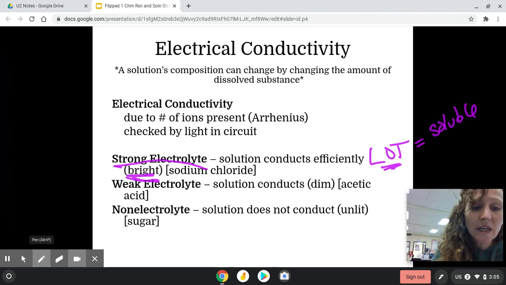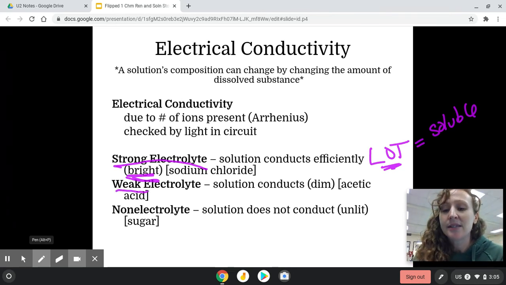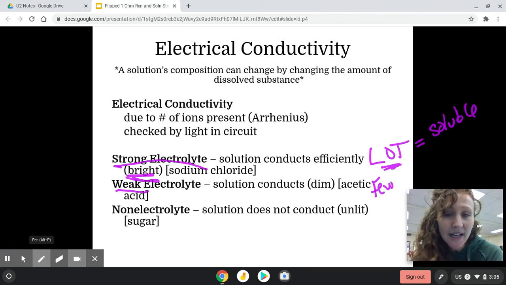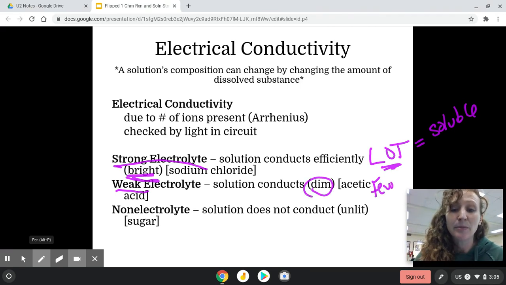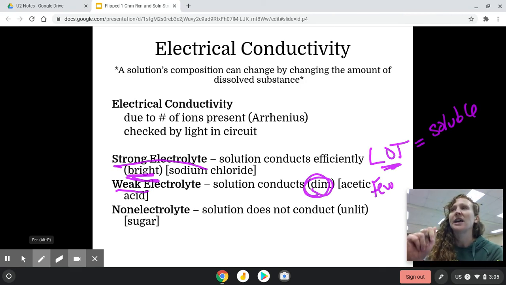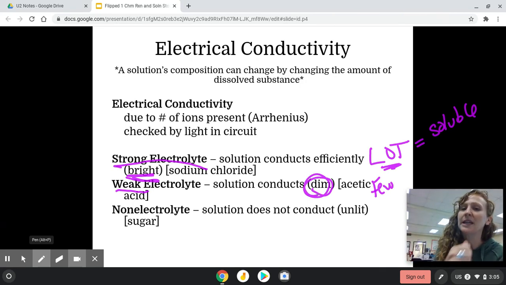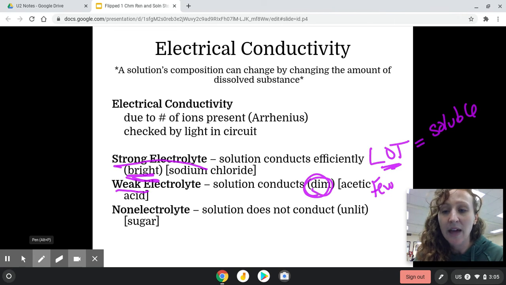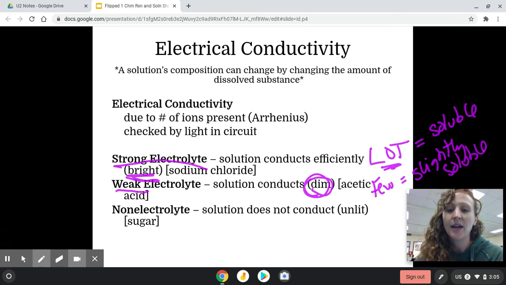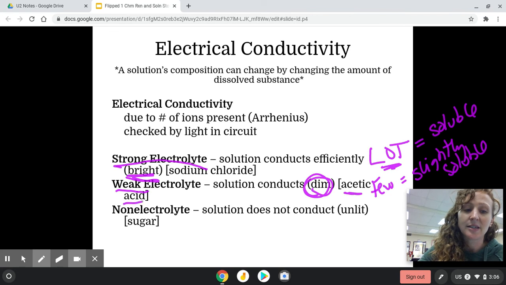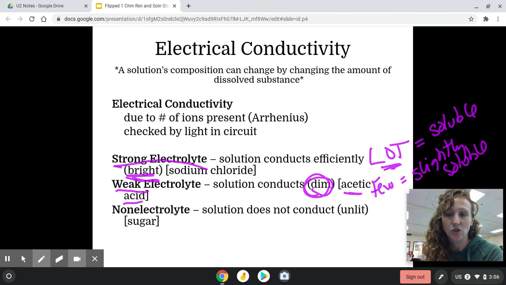If you have a weak electrolyte, that means that you have a few ions present. The light is going to be kind of dim. You have some electrons that can get pushed through there, but not a whole lot. An example of that would be a salt that is slightly soluble. And an example of that would be acetic acid. We'll talk about weak acids and strong acids here in a little bit.